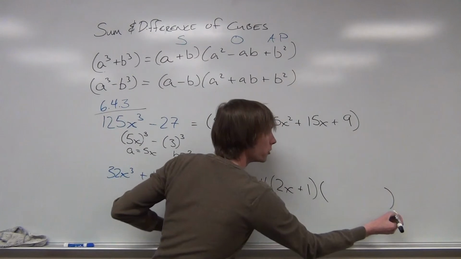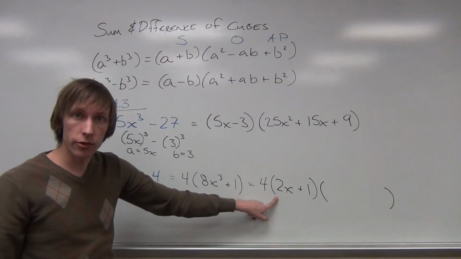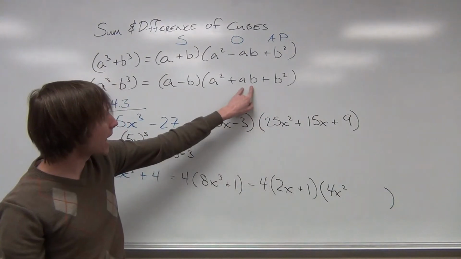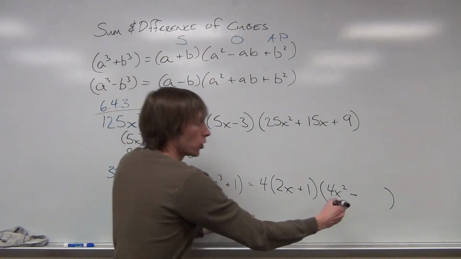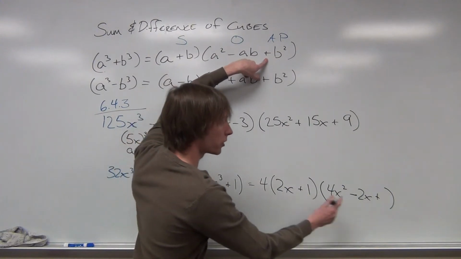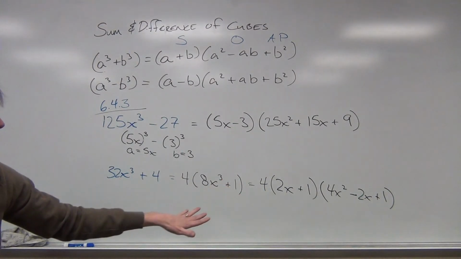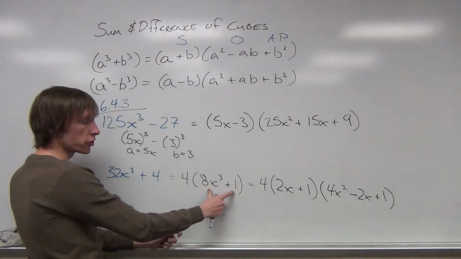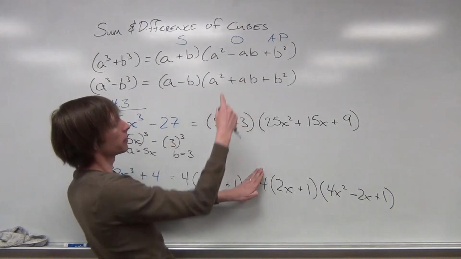For the trinomial, all right, we are going to have A squared. A is 2x, so 2x times 2x gives us 4x squared. A times B, so we need to put minus A times B, that's going to be 2x times 1. And then plus B squared. In this case, that's 1 times 1 gives us 1. All right, now this is completely factored. We took 32x cubed plus 4, took out the GCF, we are left with a sum of cubes, and we factored that sum of cubes according to the property that we are given.